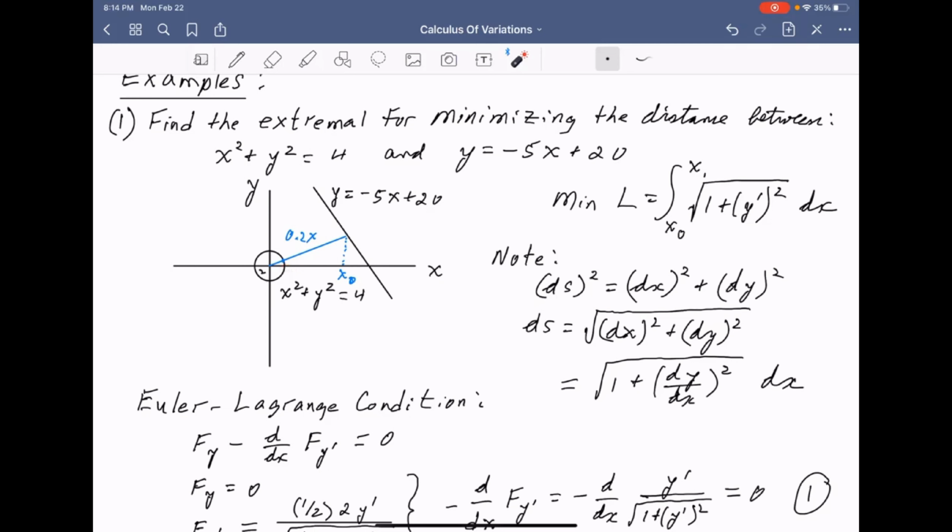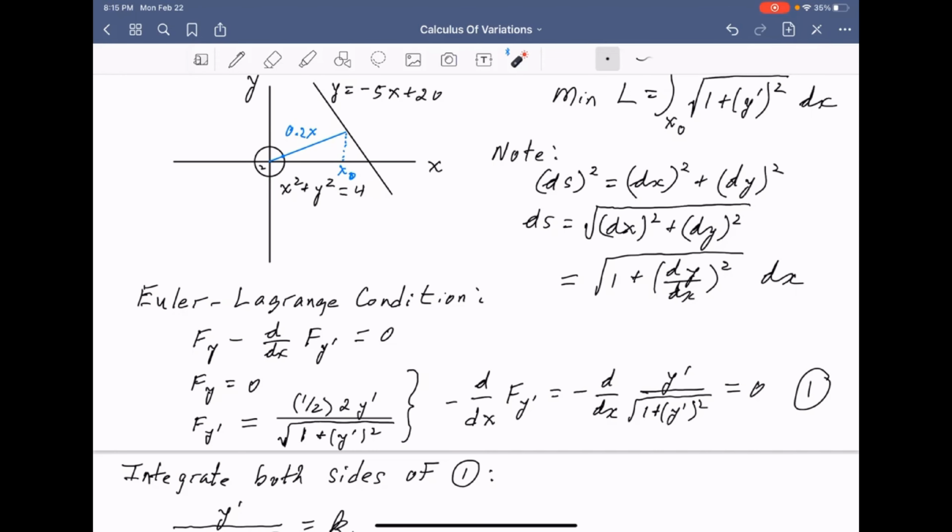All right, so note first off that ds squared is equal to dx squared plus dy squared. So we're looking at the Euclidean distance. It's the square root of dx squared plus dy squared, and that's equal to the square root of 1 plus dy dx squared, times dx, simply by multiplying and dividing by dx. Then the Euler-Lagrange condition is that f y minus the derivative with respect to x of f y prime is equal to 0.